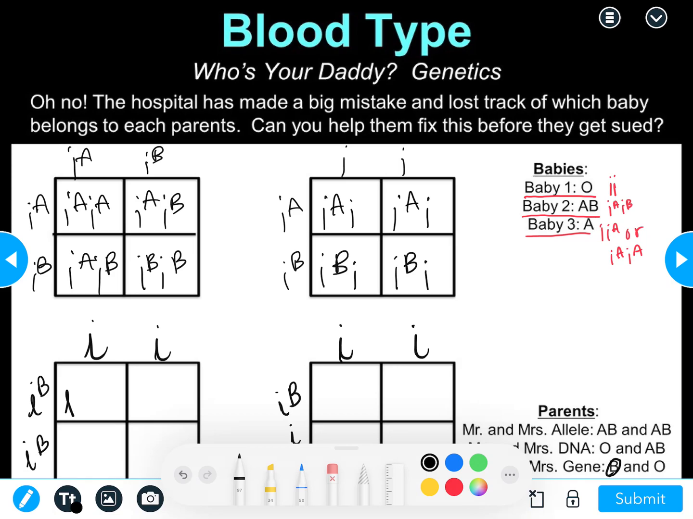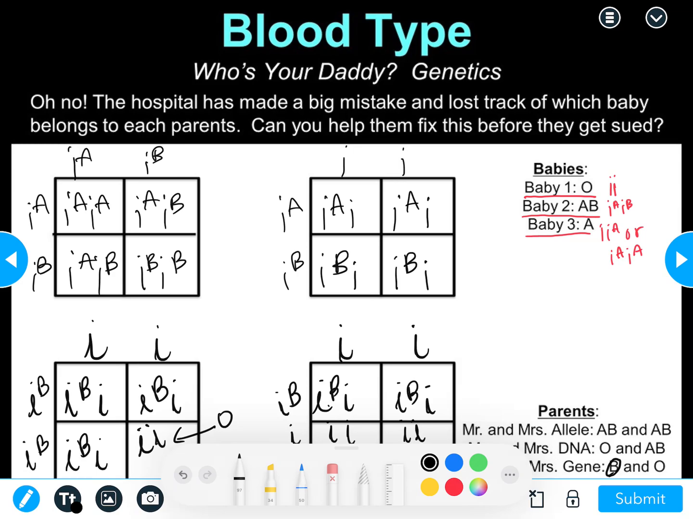Okay, so let's cross it. We have IBI, IBI, IBI. And then we have an II here. So we have an O type blood here. Okay, now we have an IBI here, IBI here. We have an O and we have an O.